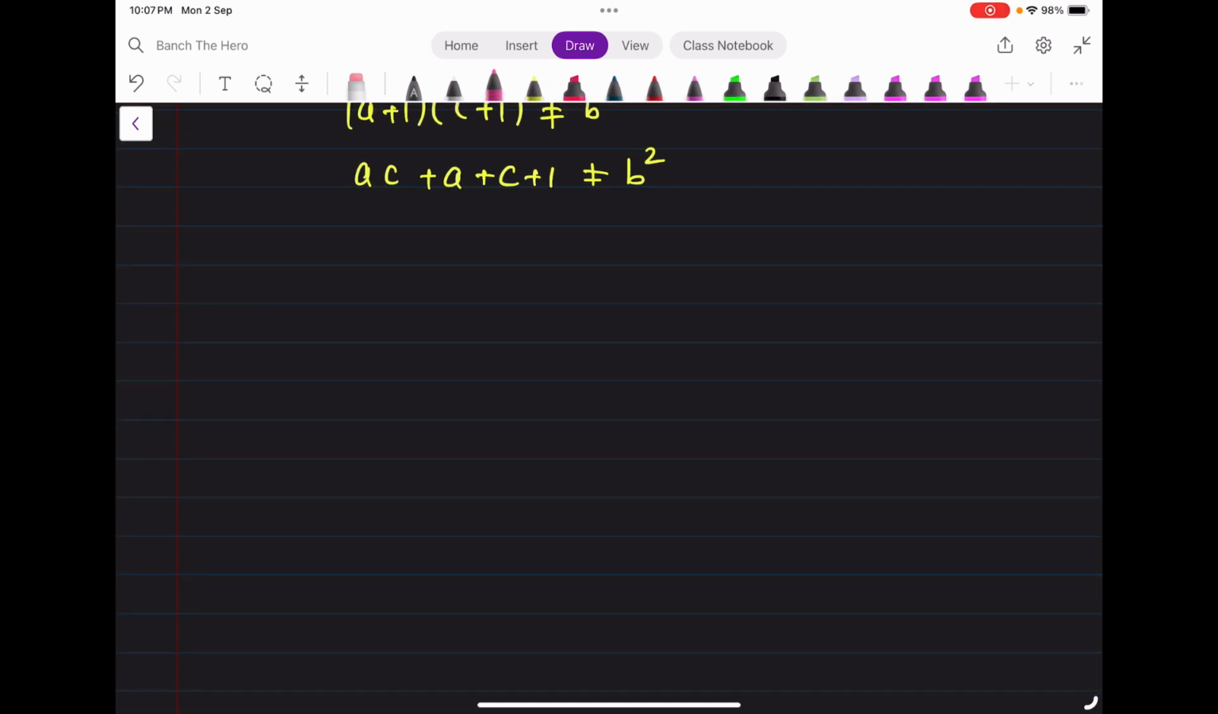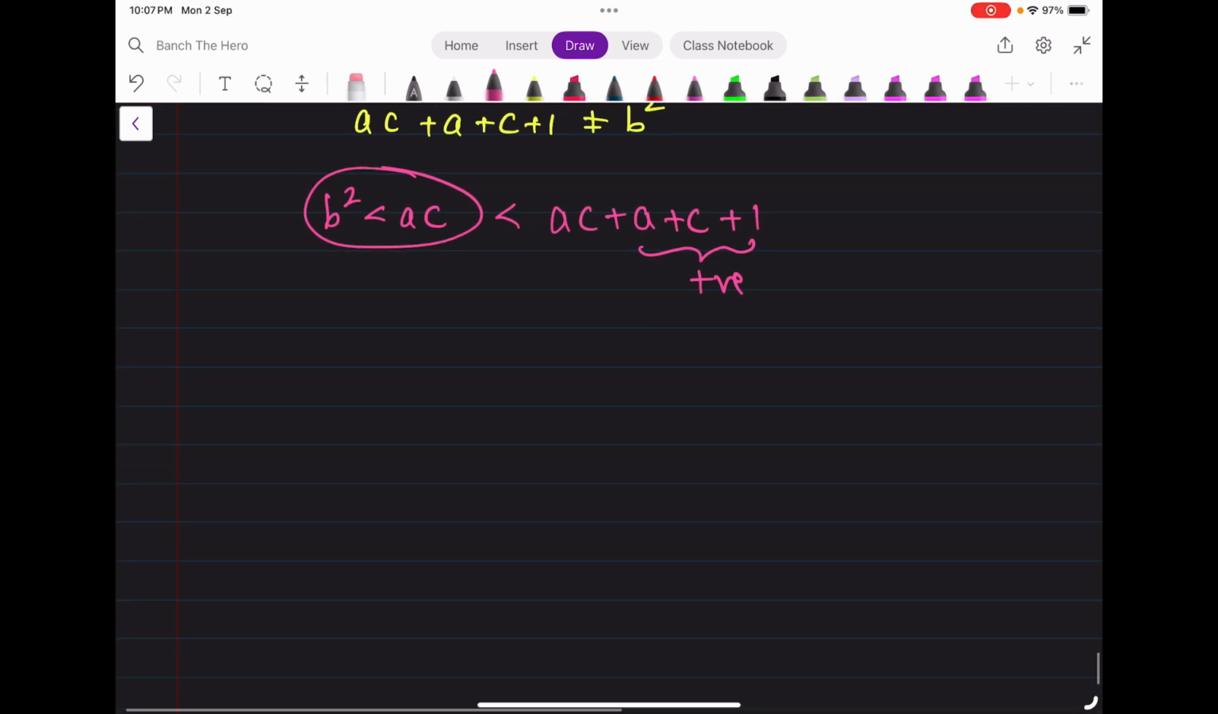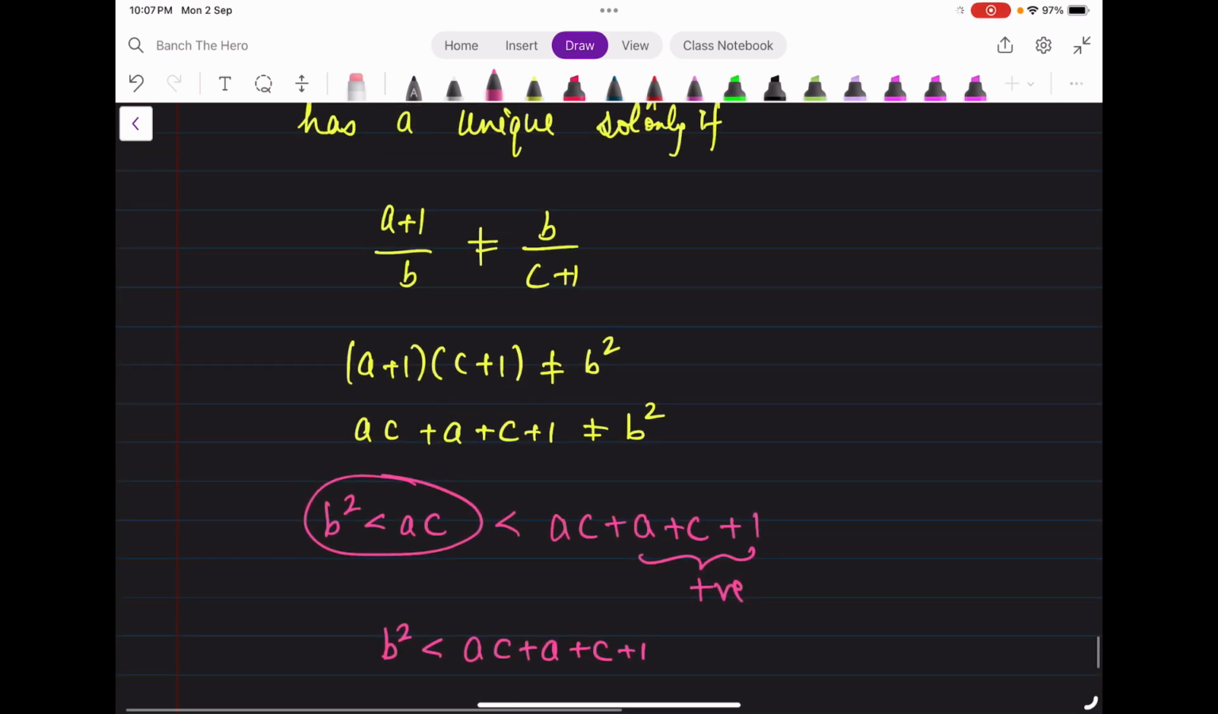Yes, one relation we already know, that is b square is strictly less than ac, right? So if b square is less than ac, anyhow a and c are already positive. A is also positive, c is also positive. So can I write this is further less than ac plus a plus c, and even if we add 1, because anyhow this is a positive number. So this inequality is always true, right? That is, b square is always less than ac plus a plus c plus 1. So the option is saying that b square is not equal. Yes, it is true. B square is always less.